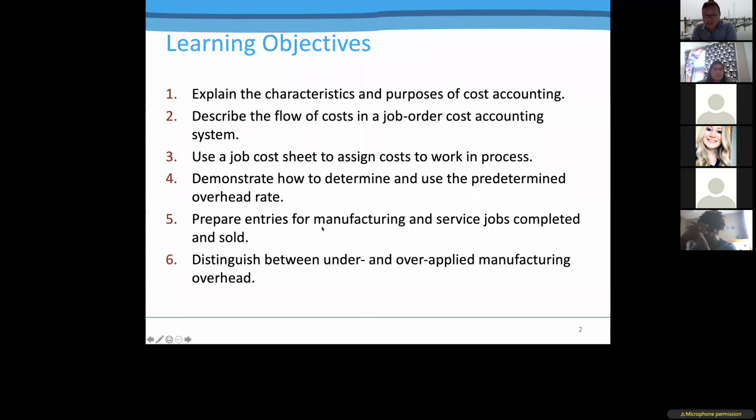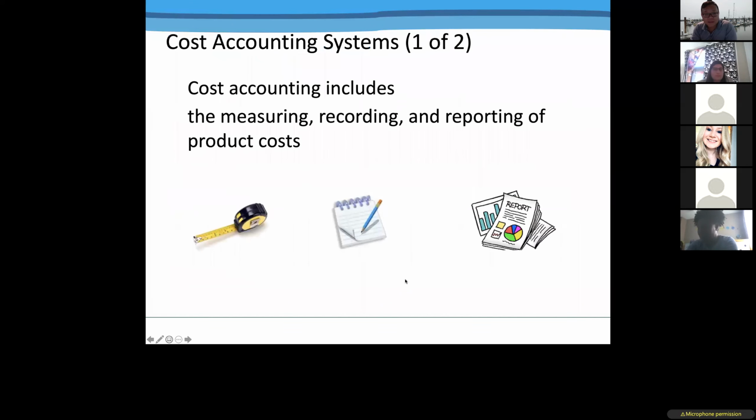Number 5, you want to know for sure how to do the accounting entries, right? Number 6, what happens if you either under or over apply the manufacturing overhead?